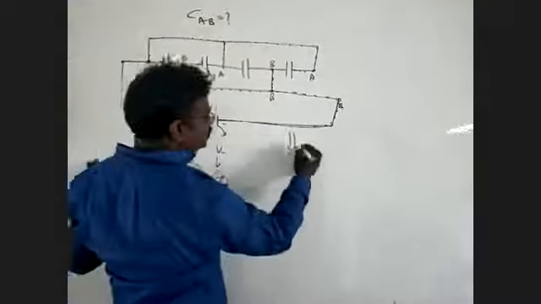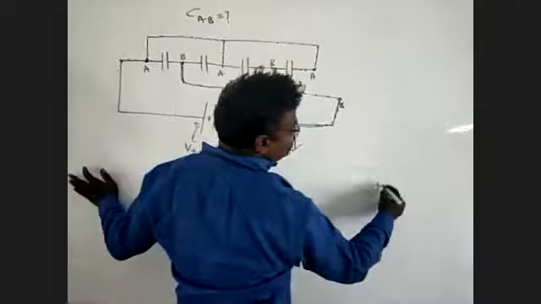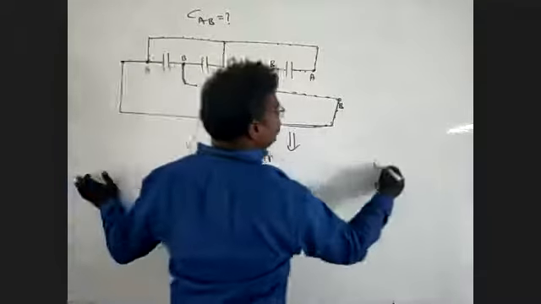Now these circuits I'm going to write. A means high potential, B means low potential. High potential, low potential.